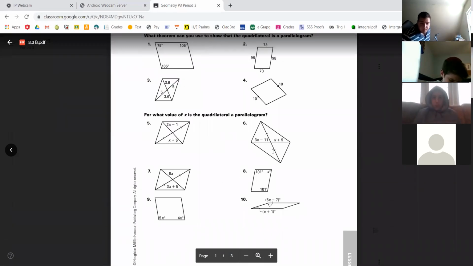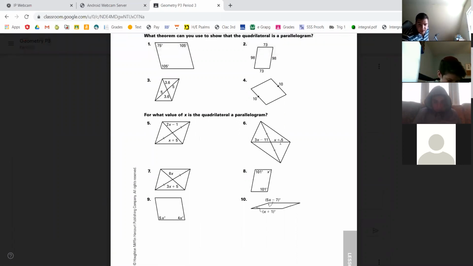Number 6. So if it's a parallelogram, for a fact, this piece and this piece are always the same size. So it's always bisected. So you can set it up as 3x minus 11 equals 5 plus x. Yeah, that's what I did to get the right answer. But I thought if they're next to each other, that means they're supplementary, which means you put it equal to 180. That's if they're angles. This is the diagonal sides.